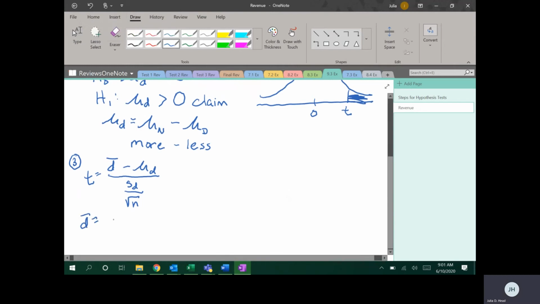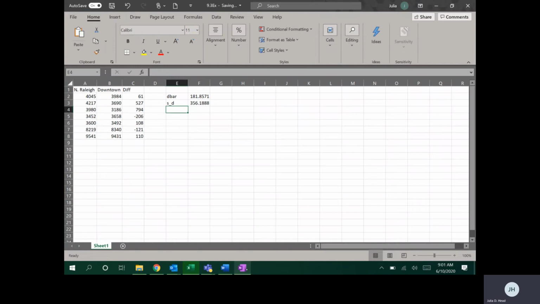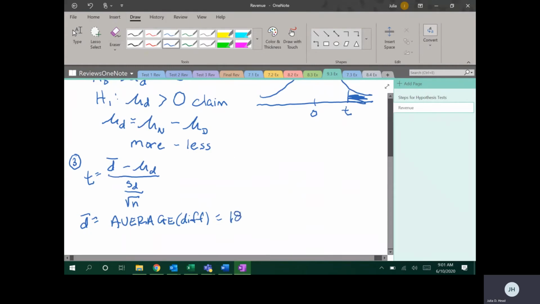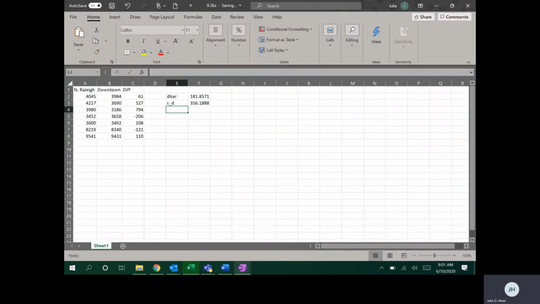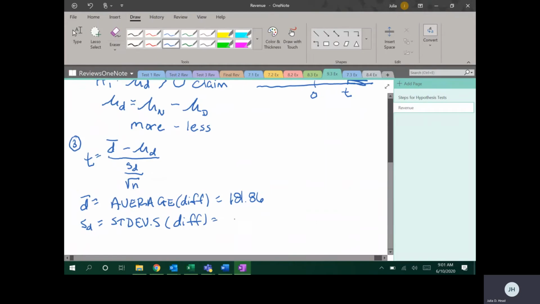So you did the average command. And I've already forgotten the number, 181.86. And we had to calculate S sub D, which was stdev.s of the differences, or 356.19.